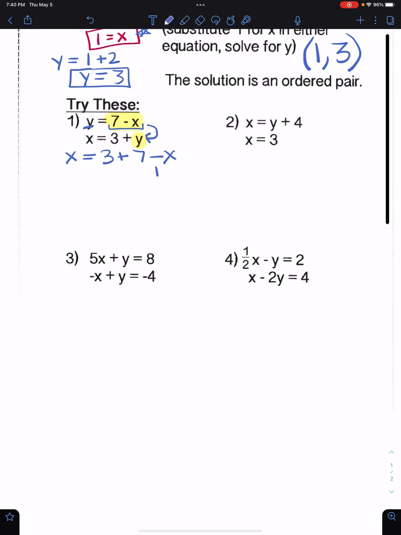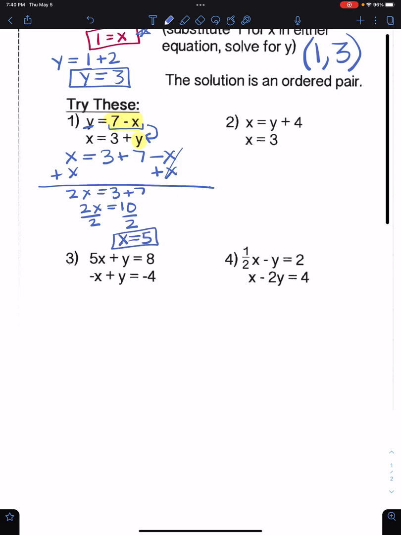All right, I want my variables on the same side. That's going to give me 2x equals 3 plus 7, which of course we know is 10. I probably should have done that first. Over here, those canceled, right? So now I have a one-step equation. Since x is being multiplied by 2, I'm going to divide both sides by 2, and I get x equals 5. I have part of my answer.